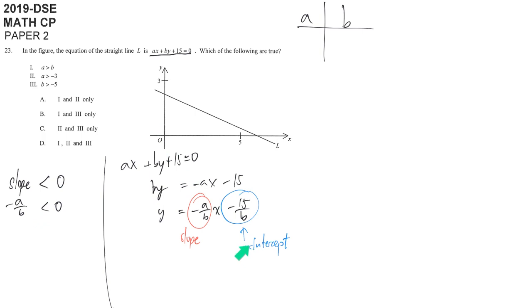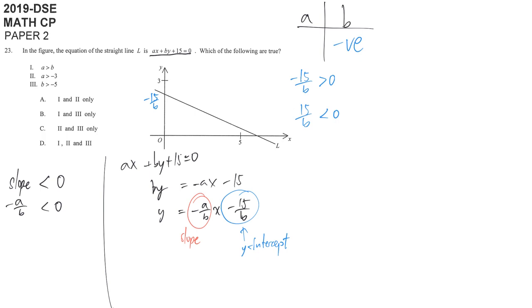Now we try to focus on the y-intercept. The y-intercept is above the ground. So we can draw a conclusion that negative 15 over B is larger than 0, is positive. For a negative to be divided by some value such that it becomes positive, it must be a negative value. Or you may write 15 over B is less than 0. So B is a negative value. Now we know that B is negative.